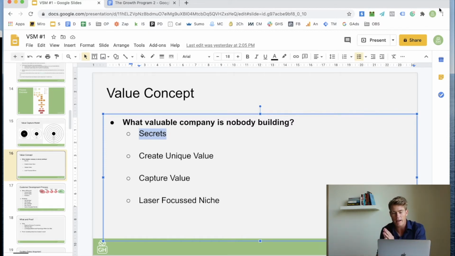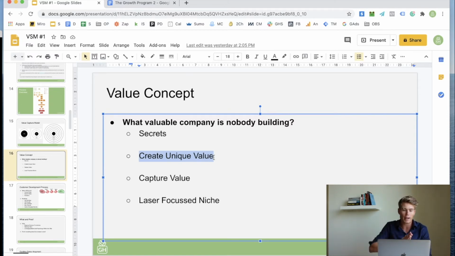Similarly with Airbnb, their secret was that people would be willing to open up their homes for strangers for short vacations and sell it through a platform. So that would be another example of a secret. Okay, we need to create unique value. So once we've discovered our secrets, we need to find a way of packaging that into something that will be unique and valuable. Okay, that will mean that people flock to our business and buy from us.